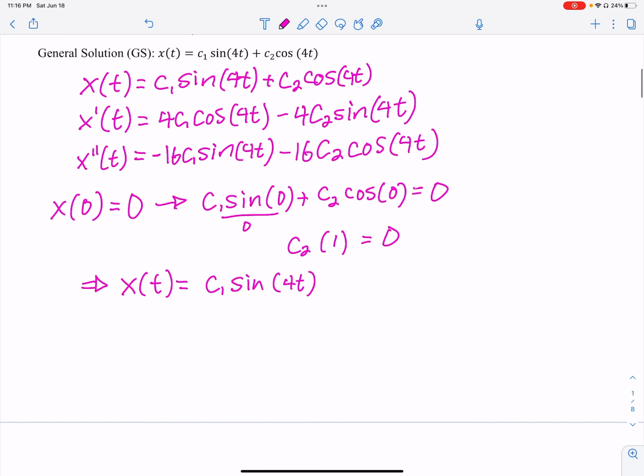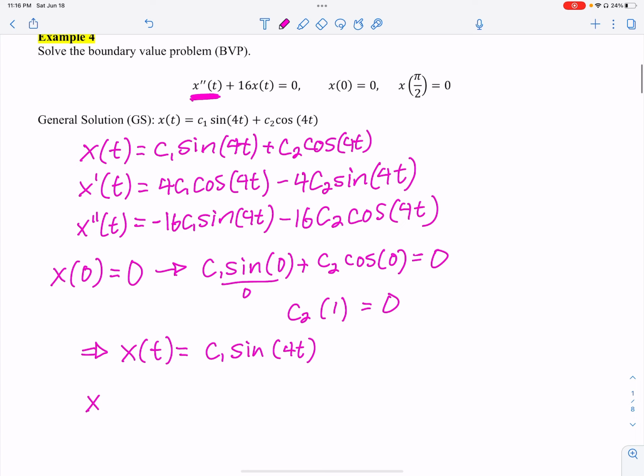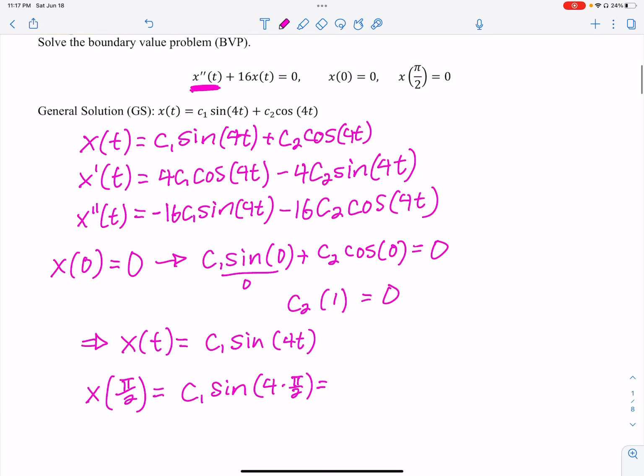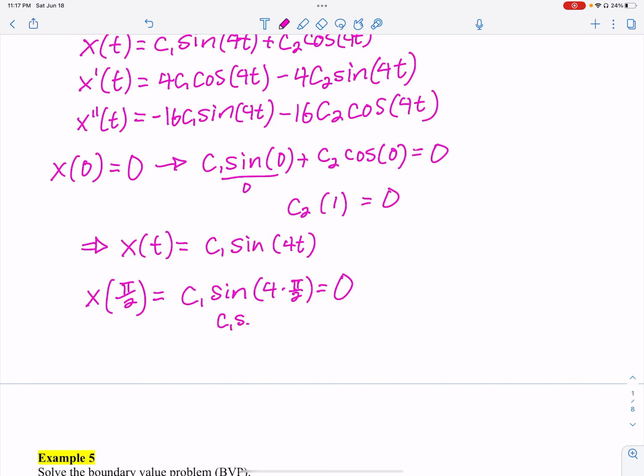Let's keep going here. Now we can use the other value. We can take x of pi over 2 and plug that into x, but it's just x as written right above here. I don't have to do c2 anymore. So we get c1 sine of 4 times pi over 2, and that's going to be equal to, they told us when we plug in pi over 2, we get a 0. So I worked this out: c1 sine of, okay, that gets me 2 pi.